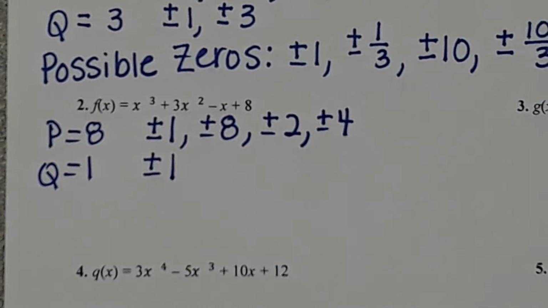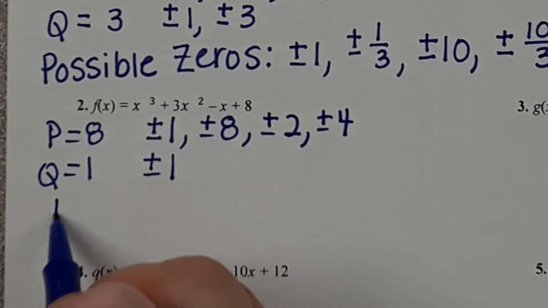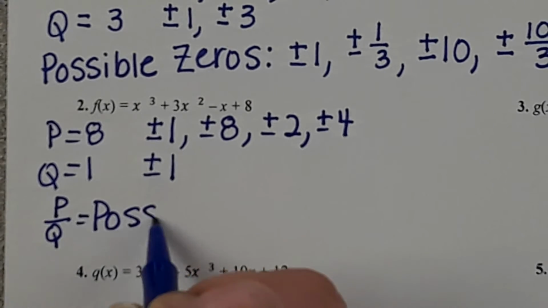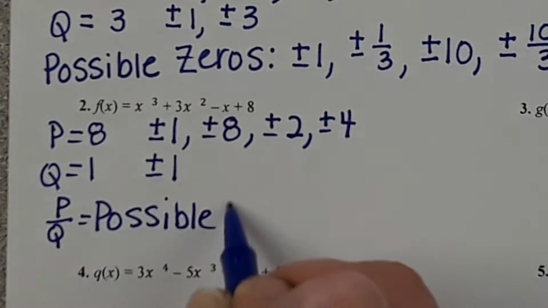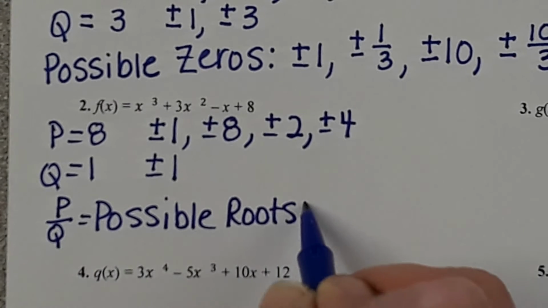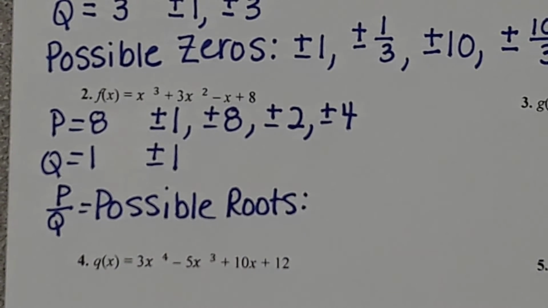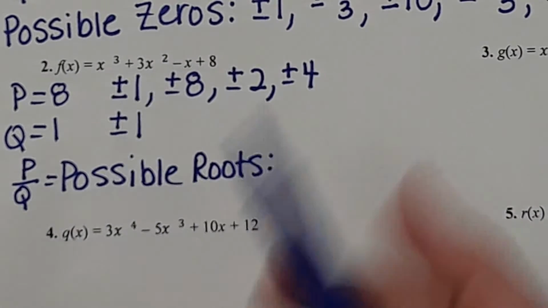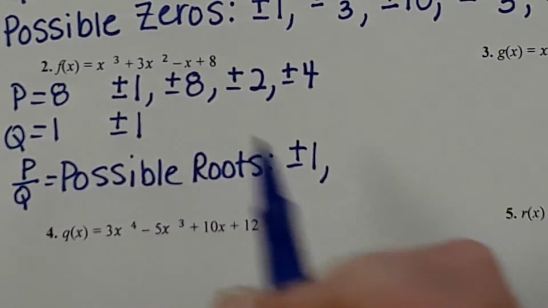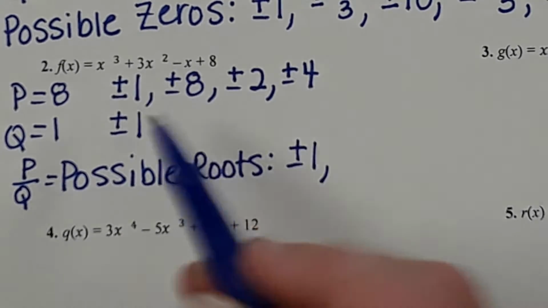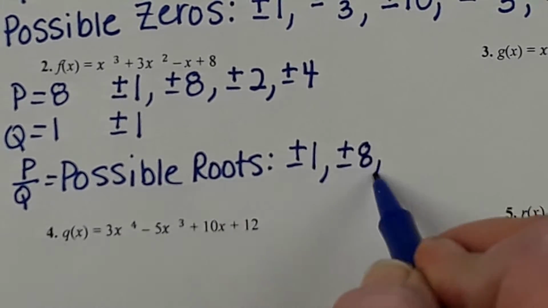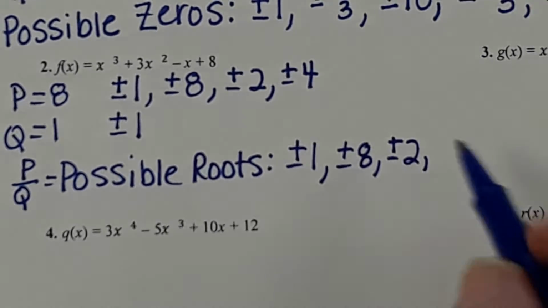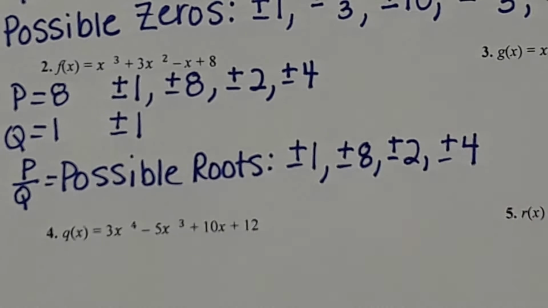Now, our job is to write them as fractions. And that's going to be P over Q, and this is our possible roots. So remember, possible roots, possible zeros, the same thing. 1 over 1 is 1. There's nothing else, so 8 over 1 is 8. 2 over 1 is 2. 4 over 1 is 4. And that's our answer.